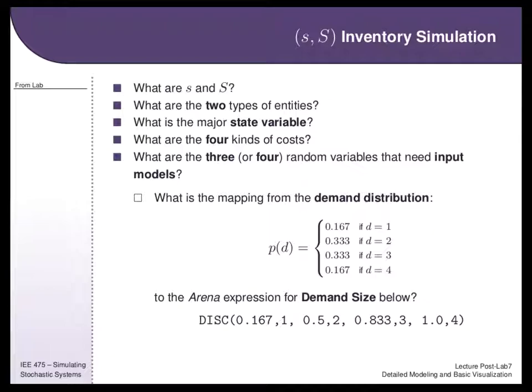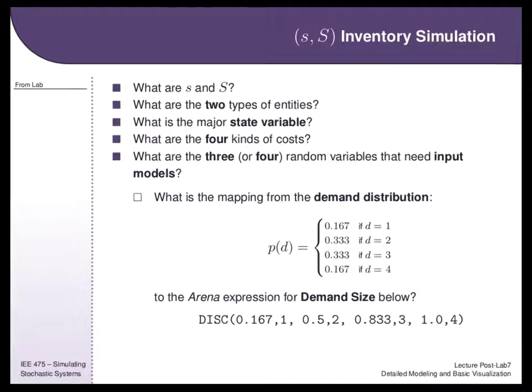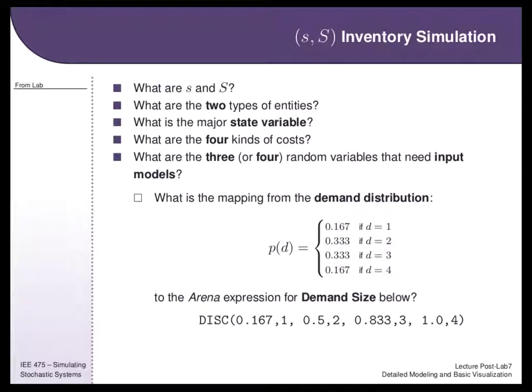Both little s and big s are optimal quantities, right? These are things you're optimizing. These are your decision variables. Yes, the little s is when you do the ordering, and the big s is what you order up to. So that's the big thing I wanted to make sure everybody saw and was reminded of, this syntax for DISC.